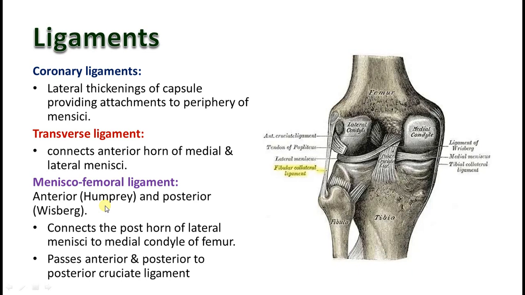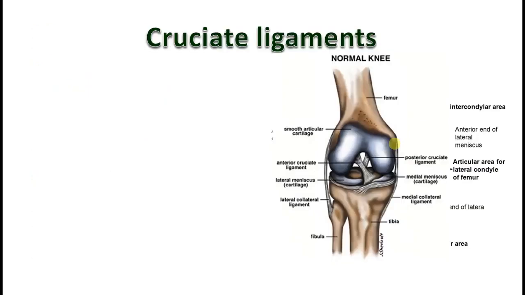Okay, it connects the posterior horn of the lateral meniscus to the medial condyle of tibia. So it is some fibers connecting the lateral meniscus, which you are able to see here, to the medial condyle, and it passes in front and behind the posterior cruciate ligament, which is called Humphrey and Rosberg. Transverse ligament, coronary ligaments, and then the meniscofemoral ligament, which has an anterior component of Humphrey and a posterior part of Rosberg. Yes. Now we are coming to the cruciate ligaments, very, very important.